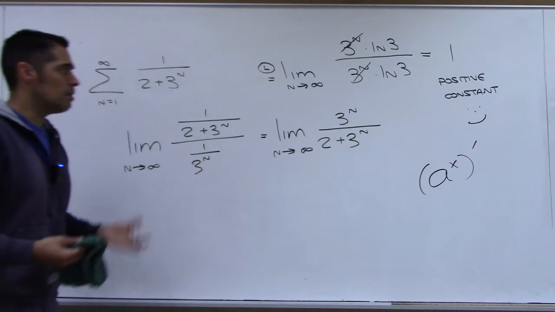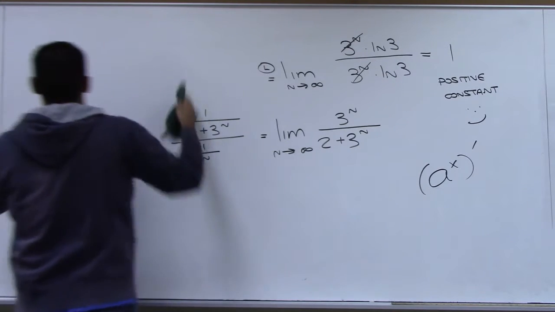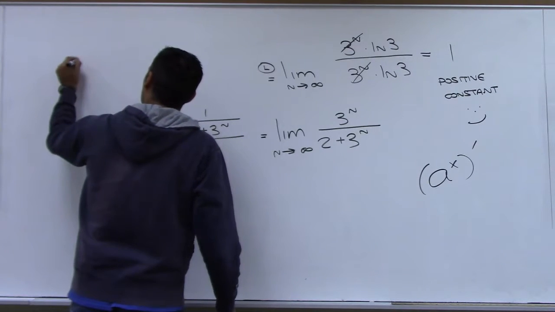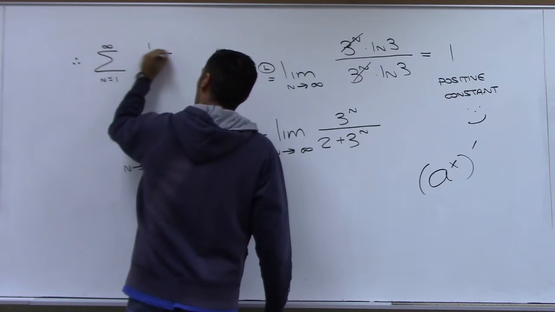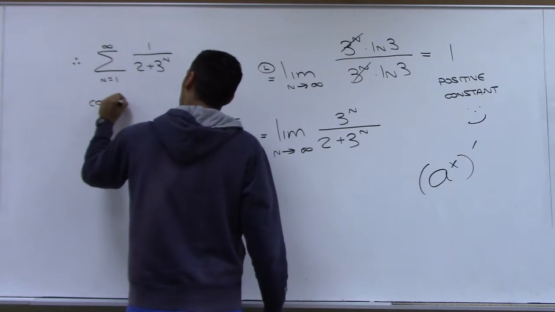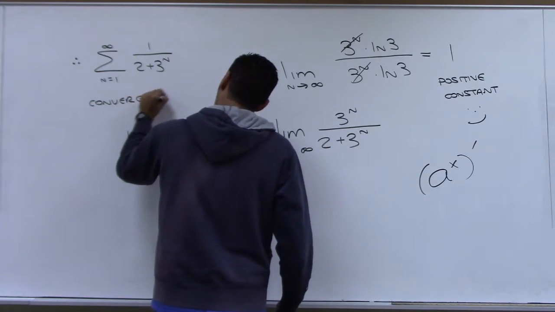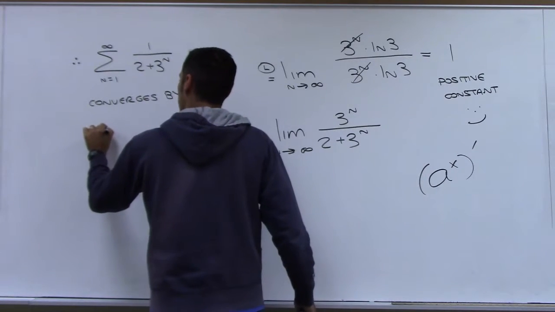Understand? So I'm going to draw my conclusion now. Therefore, our series, the sum from n equals 1 to infinity of 1 over 2 plus 3 to the n, converges by the what? Limit comparison test.